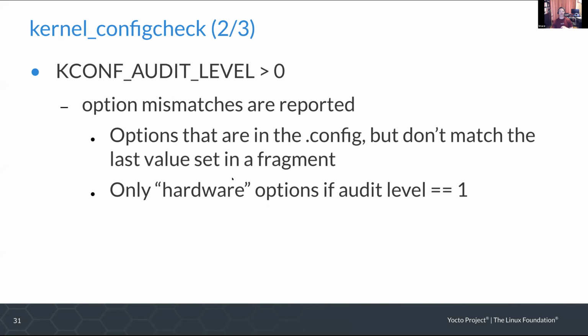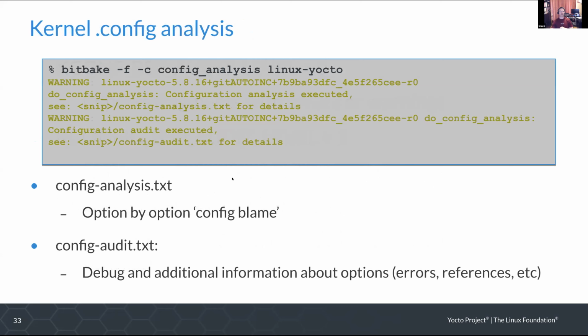We're going to skip this. This is audit levels, different audit levels. So you could run this config analysis on linux-yocto, and it actually dumps out details in a couple of text files to tell you sort of what was wrong.